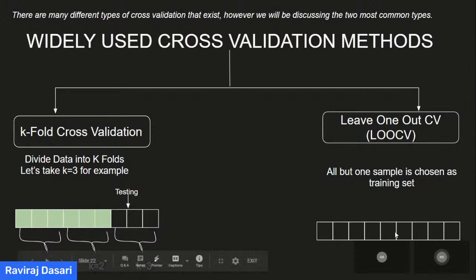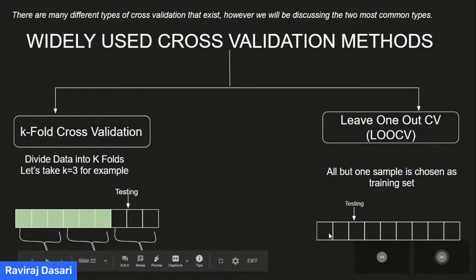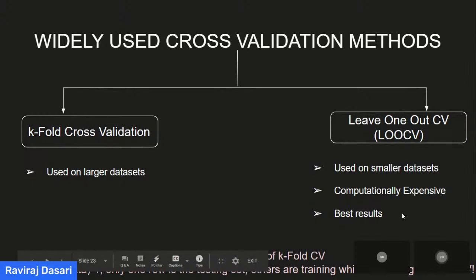And leave one out is the same, but you will be using only one data point as testing and all others as training. If there are n data points, there will be n iterations in leave one out cross validation. So leave one out is computationally expensive because you will be running a lot of iterations of training. That's why it is usually used in smaller data sets, but it gives the best results.